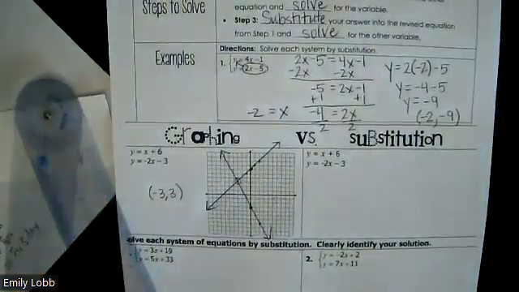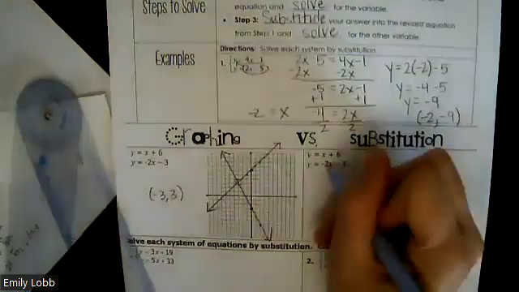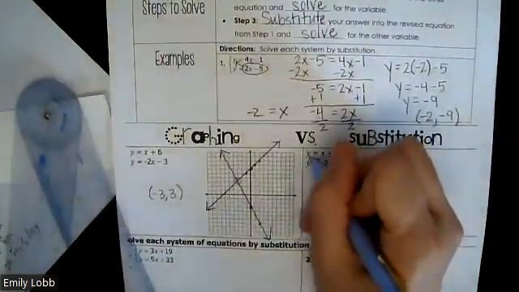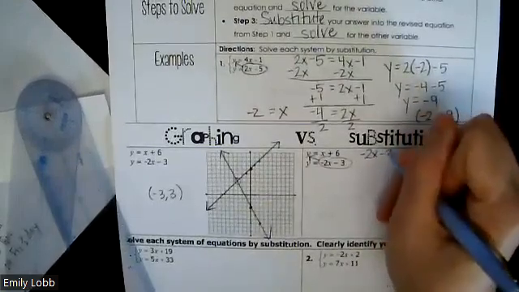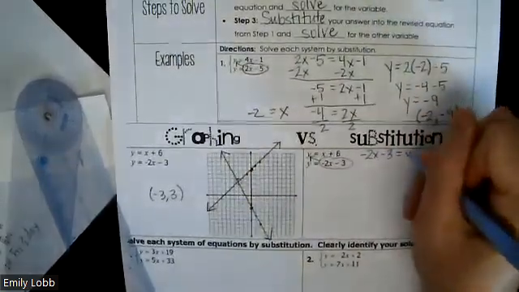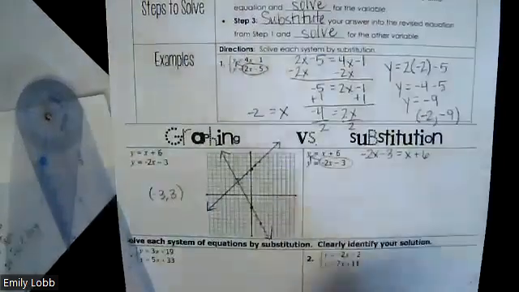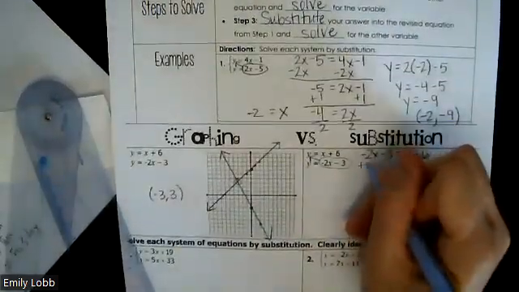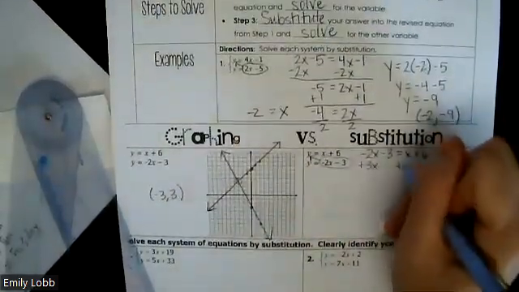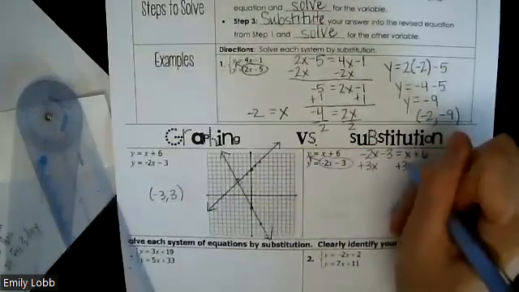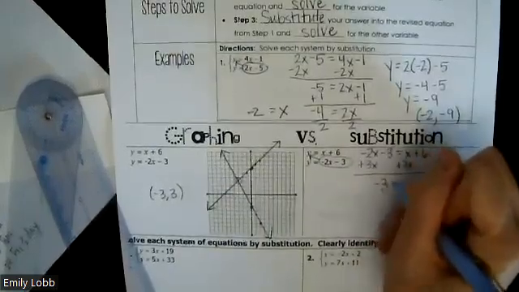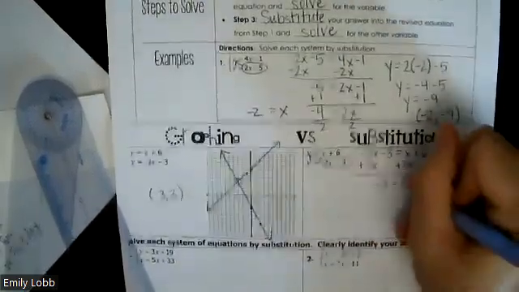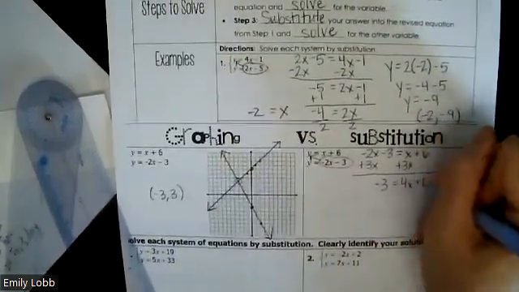So let's see what we get with substitution. We're going to put what y equals in for y here. So I have -2x minus 3 is equal to x plus 6. I'm going to go ahead and add 3x so I have a positive variable term. You can do it whichever way. So I have -3 equals 4x plus 6.